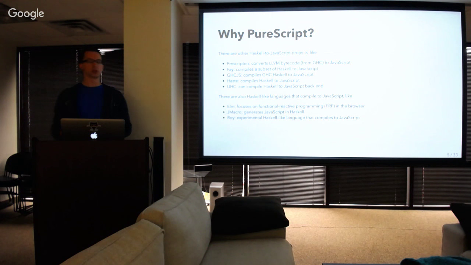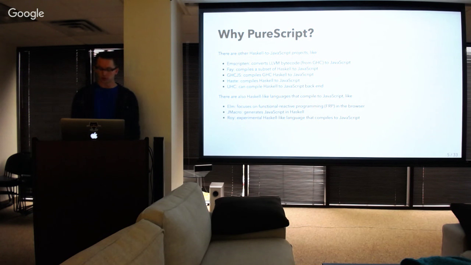There's also Haste, which is similar to GHC.js. I'm not entirely clear on how they differ nowadays. And UHC is a different Haskell compiler that can target bunches of different backends. One of them is JavaScript. There's also other languages that are inspired by Haskell that target JavaScript. Elm is one where its focus is on the front end and FRP. Also, JMacro is a thing that gets embedded inside a Haskell program and generates JavaScript code. And there's also Roy, which is a language that's similar to Haskell, but its compiler is written in JavaScript and it compiles to JavaScript. So given that there are these 8 other options for doing Haskell-like stuff in JavaScript, why would you want to do PureScript?